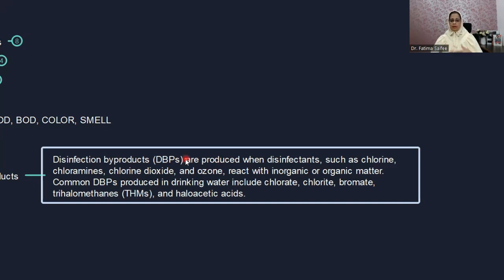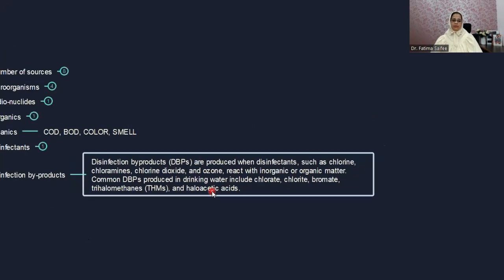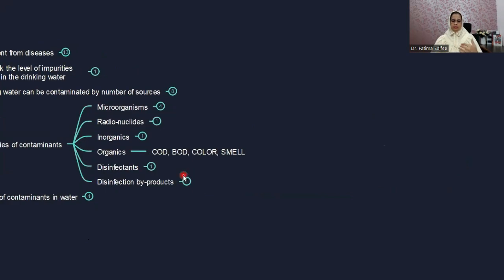Such types of compounds also form in the water, like chloramine, chlorine dioxide and ozone, which react with inorganic or organic matter. When it reacts with that, it forms different compounds. Common ones are chlorate, chloride, bromate, trihalomethanes and haloacetic acids. These are all harmful compounds which are automatically generated in the water during the disinfection process when the actual quantity of chlorine or any other disinfectant is not dosed correctly at the time of water treatment.